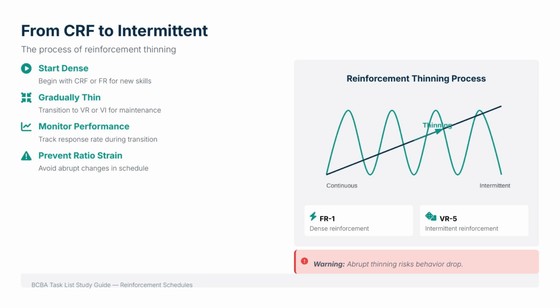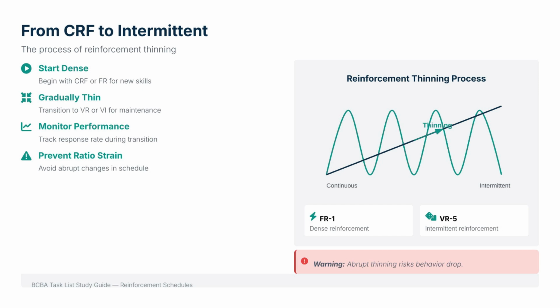Reinforcement thinning begins with dense schedules and gradually transitions to intermittent schedules. Abrupt thinning can produce ratio strain and behavior drop. Therefore, changes must be gradual and data-based. Always monitor response rate during schedule transitions.